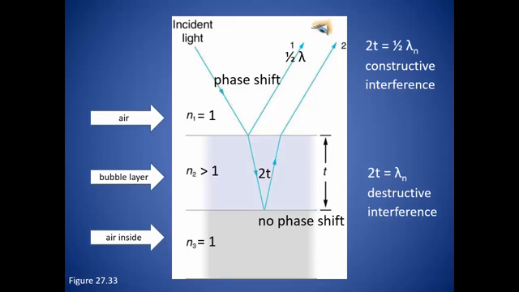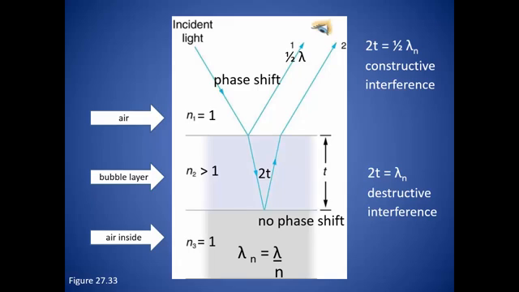So our wave traveling through the bubble layer slows down. Since the frequency stays the same, then the wavelength must be shorter inside the bubble layer than it is in the air. When we compare the wavelength to the bubble thickness, we are talking about the changed wavelength inside the bubble, or lambda sub n. We have already talked about how the wavelength in a new medium depends on the original wavelength divided by the index of refraction.